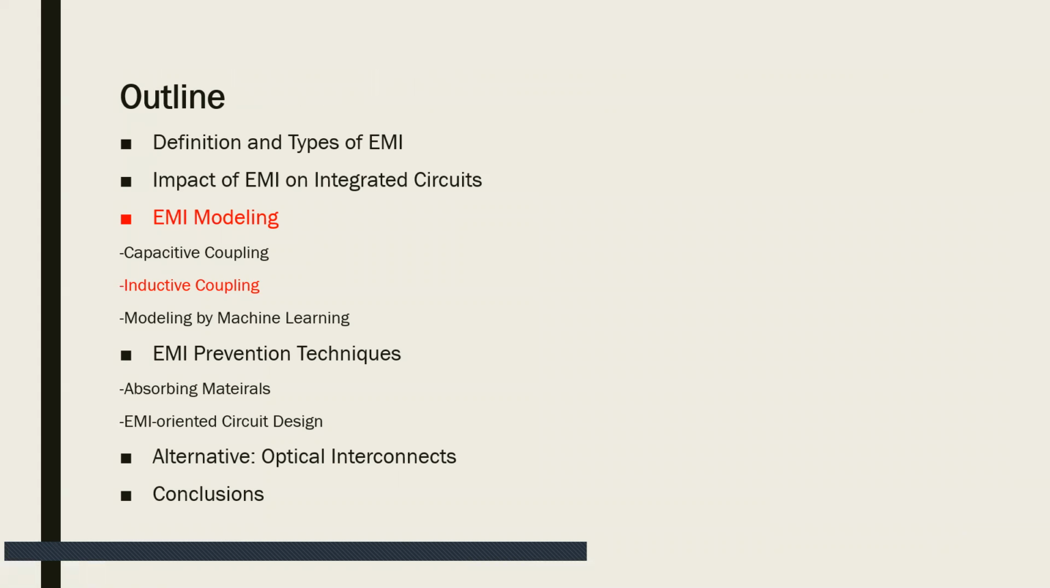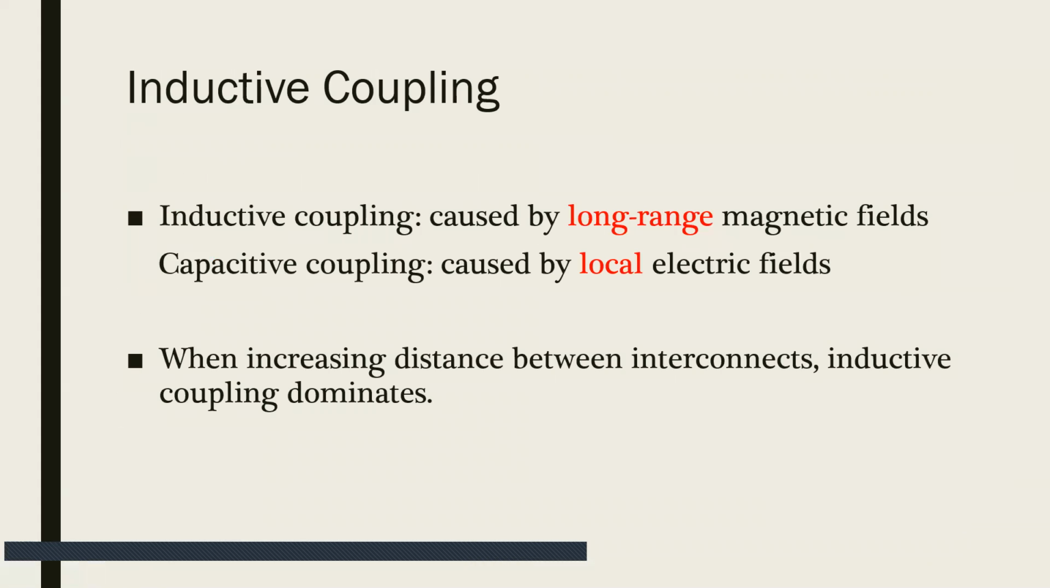Next, I will go into the inductive coupling. One key difference between inductive and capacitive coupling is that inductive coupling is caused by long-range magnetic fields, while capacitive coupling is caused by local electric fields. So normally when people want to reduce the capacitive coupling, they would increase the distance between interconnects.